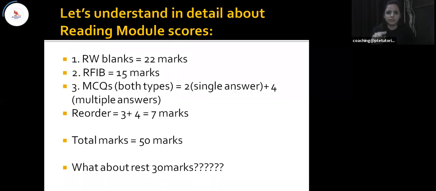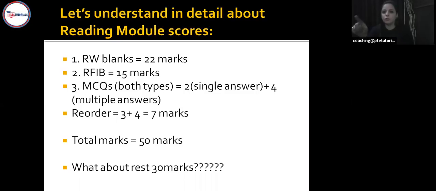Out of 90 score, how much score will you be getting for the reading module? 5 marks from each read aloud, 5 times 6 is 30. So 50 plus 30, it will be 80. Sorry, what about the rest? 40 marks here should be, and 80 score is here.